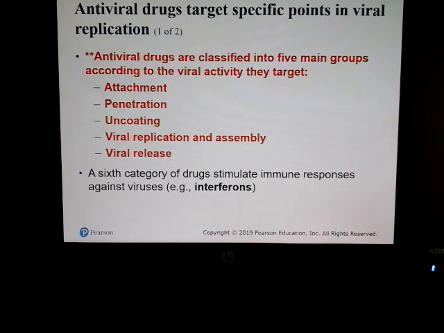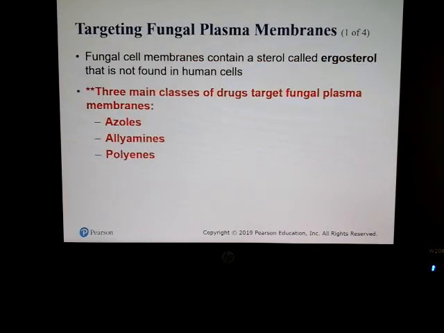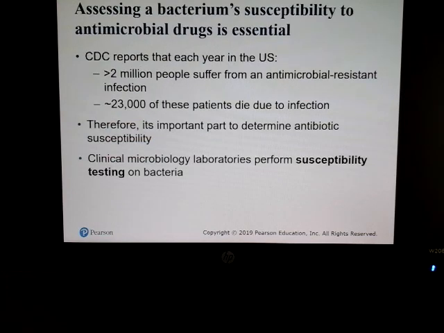The 4th category is viral replication and assembly. So if the virus can't replicate itself, if it can't put itself together, it's not going to be able to harm us. And same thing, viral release. If that gets inhibited, eventually the virus is not going to be able to go on and infect other cells. As far as fungal infections go, please know the three main classes: azoles, allylamines, and polyenes. So these are all effective then in treating fungal infections.